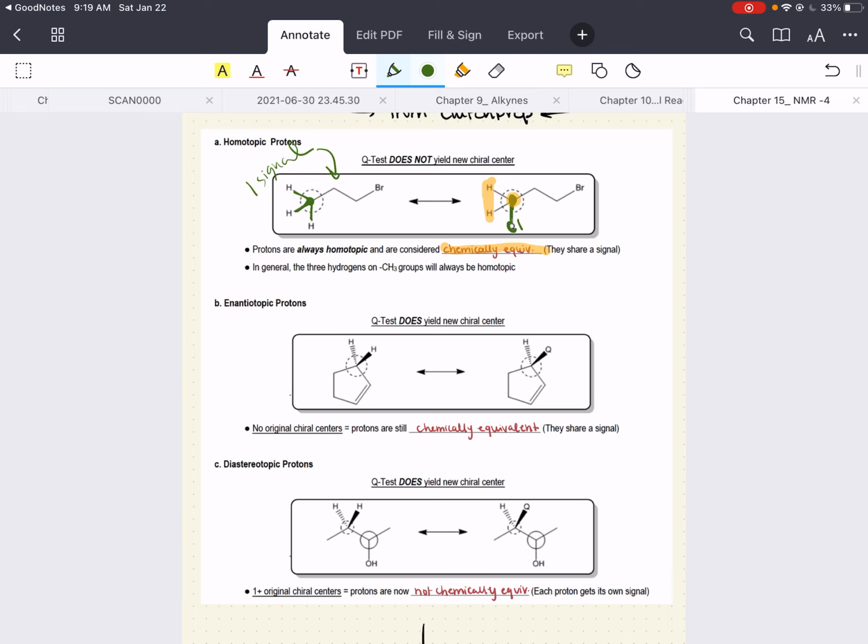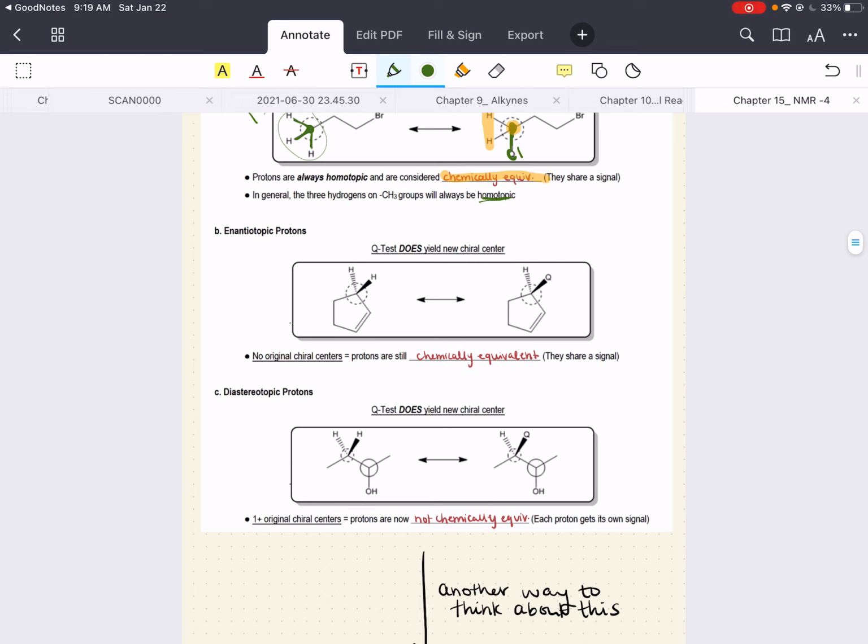Fantastic. In general, 3 hydrogens on a methyl group are always going to be homotopic. So that's a cool fun fact that you can also just keep in mind. Now, if you do your Q test and it yields a new chiral center, and there are no other chiral centers in the molecule, then the protons are enantiotopic. They're still chemically equivalent, all right? But they're enantiotopic, so they have a different kind of symmetry.